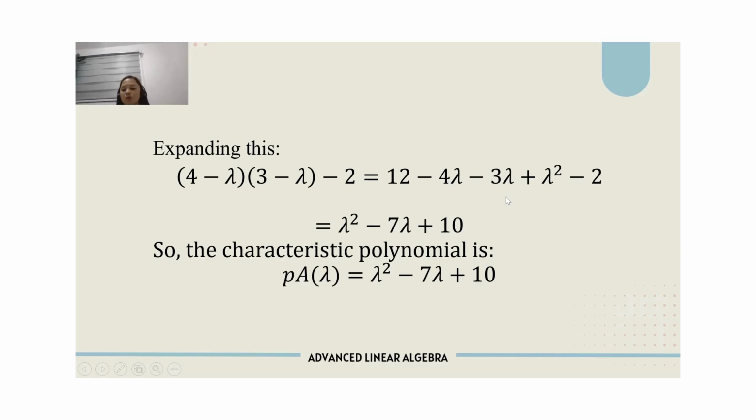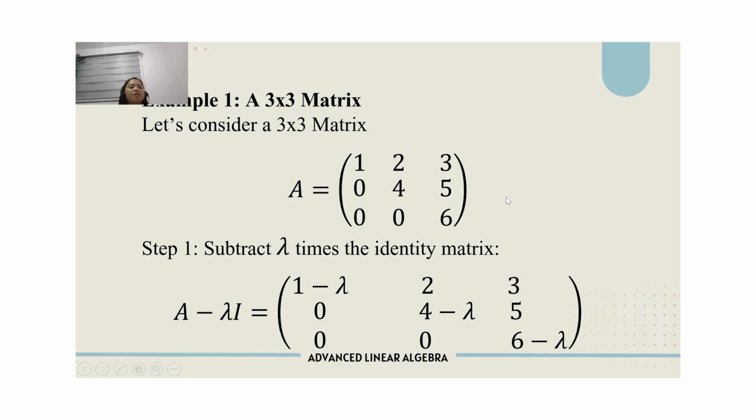So let us proceed to the next example. Let's have a 3 by 3 matrix. Let's consider a 3 by 3 matrix, which is matrix A equals the first row, which is 1, 2, and 3, the second row, which is 0, 4, and 5, and the last row, which is 0, 0, and 6.